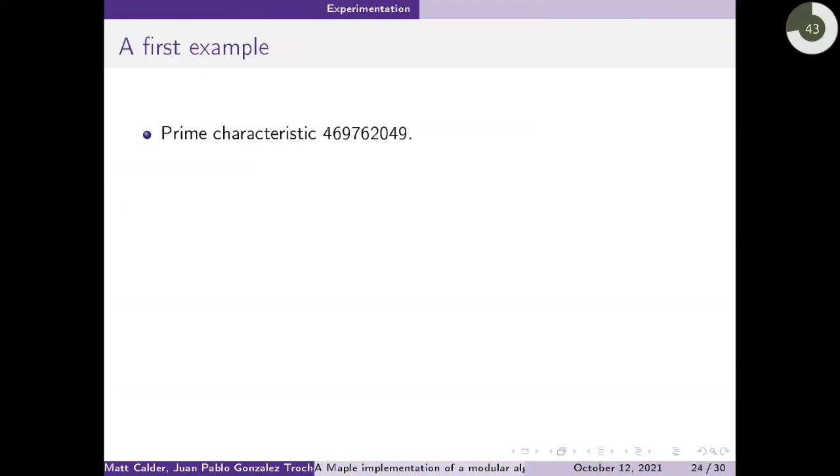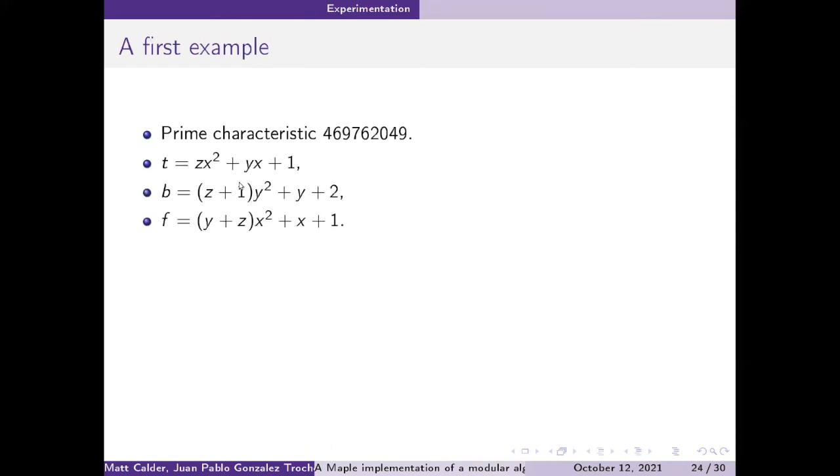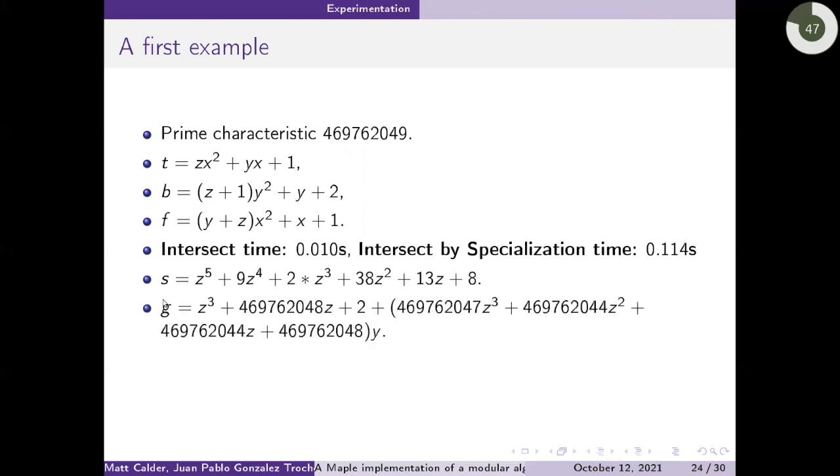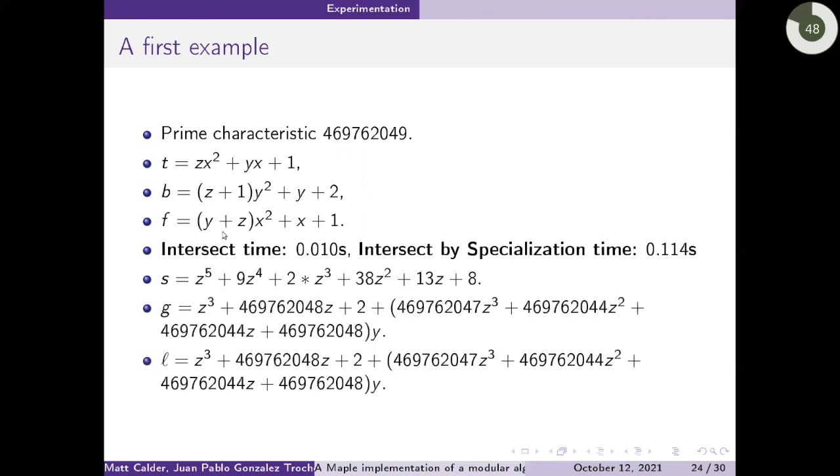The experimentations. This here is the same example that we considered at the beginning. In this particular example, we can see that the time of Intercept is faster than the time of our modular method. These are the S, G, and L for this particular system. And we can check that this system of equations will have the same algebraic zero set as the answer given by the Intercept algorithm.